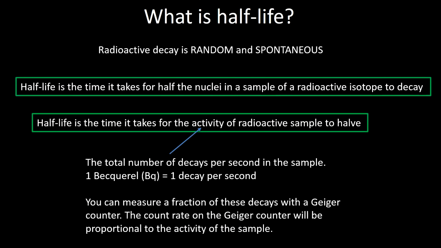So what activity is, is the total number of decays per second inside the sample, and that uses a unit called becquerel, where 1 becquerel is 1 decay per second. So when you put a Geiger counter or a Geiger-Müller tube near to a radioactive sample, you are actually measuring a fraction of those decays, because not all of the decay products go into the Geiger-Müller tube. But as long as you keep the Geiger counter at a fixed distance, then your decay rate from your sample, so your activity of your sample, will be proportional to the counting rate on the Geiger counter. So we can still use it to look at the pattern of decay.